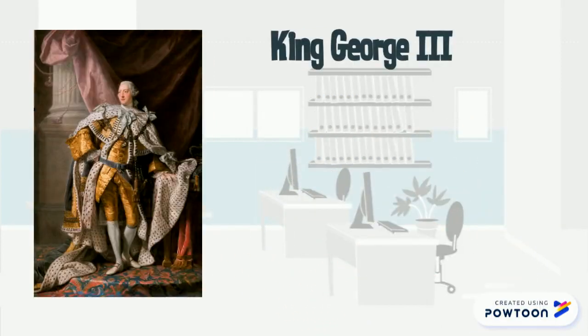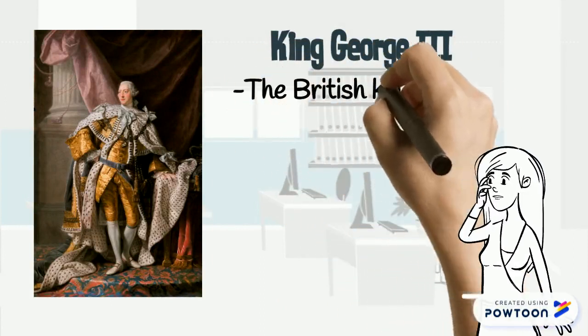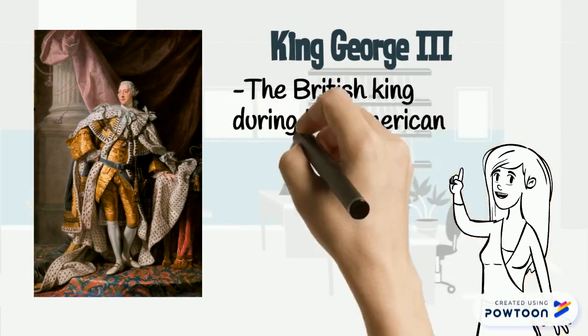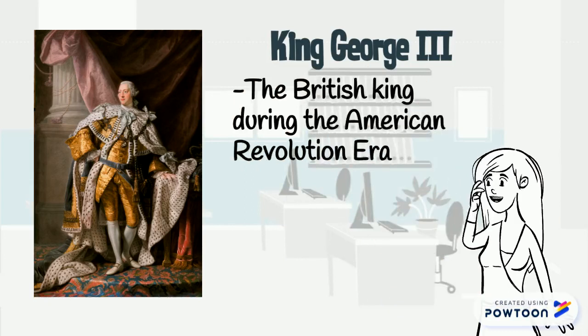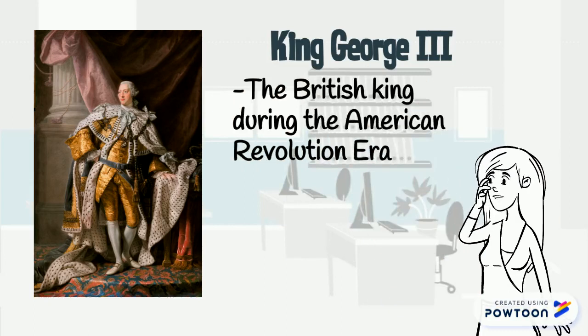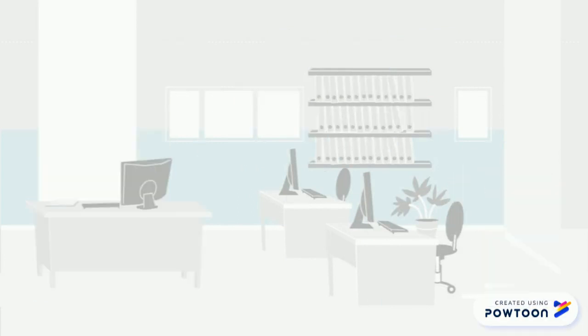And now we switch to the British side. King George III was the British king during the American Revolution era, so it was under his rule that all of these bad laws like the Stamp Act and the Proclamation of 1763 were passed.